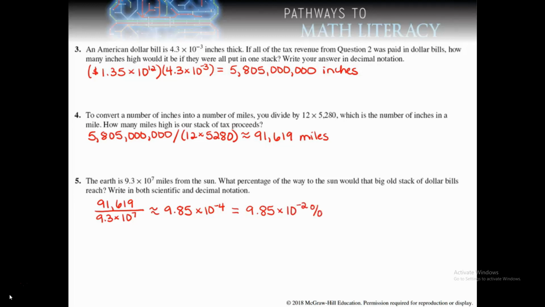And then they also want us to write that in decimal notation, which would be 0.0985% after I take that decimal point and move it two to the left.